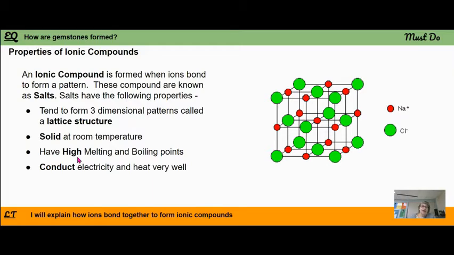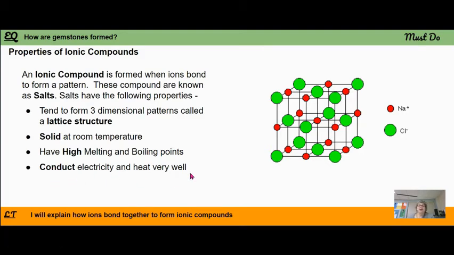Water melts at like 32 degrees Fahrenheit, which is 0 degrees Celsius. Water is not an ionic compound, so that's a low melting point. A high melting point might be somewhere in the 100s, and then its boiling point might be somewhere in the 300 or 400s. They also conduct electricity and heat very well.